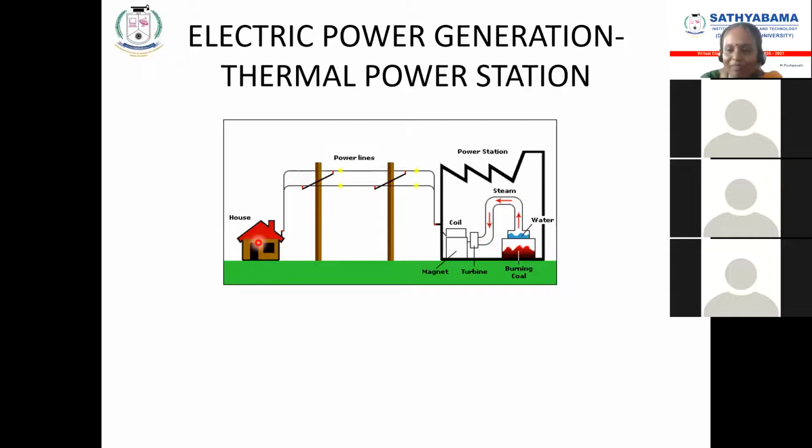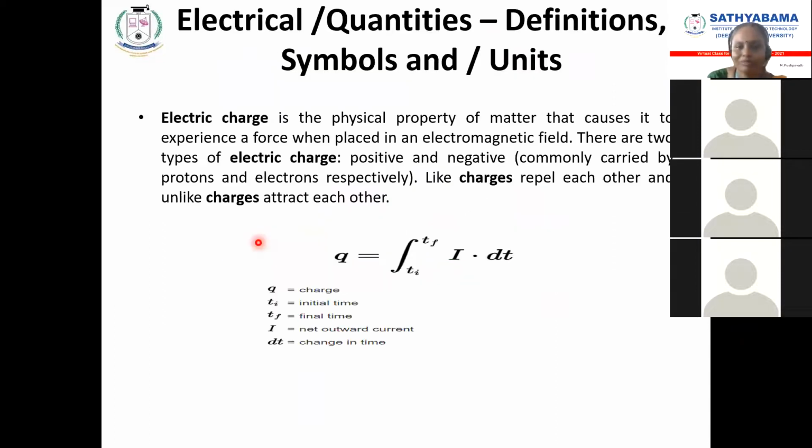And you all know we are concerned only about DC circuits. Regarding DC circuits, I told you the source of power is nothing but battery. Battery is the only source of power. Okay, now I will go to electrical quantity, symbols, units.